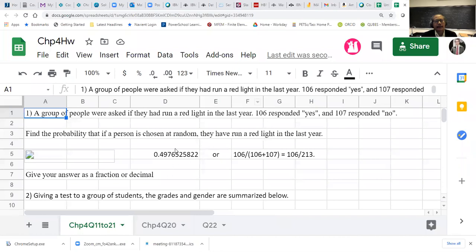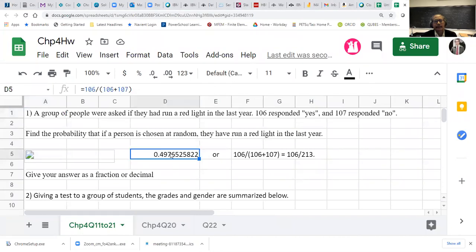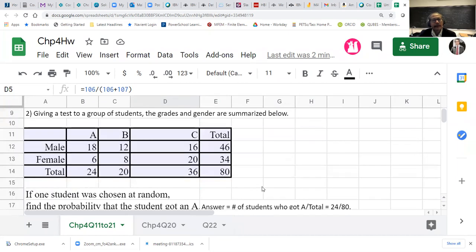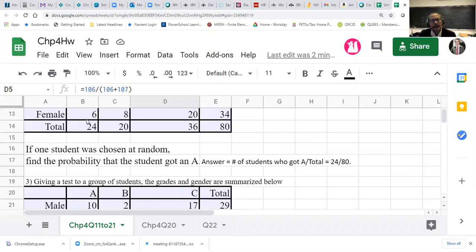Okay. So this number 1 here, like the person who responds yes divided by the total, right? Okay. So you got this number. Yeah, you can copy and paste it in your answer. Okay. And for number 2, looking for the student who got A, so the answer will be the number of students who got A divided by 80, right? Okay, so the answer is 24 over 80.